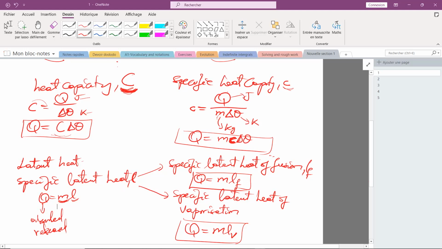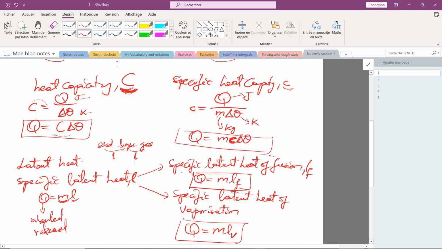Now, there are two types of specific latent heat. We have specific latent heat of fusion and specific latent heat of vaporization. Why are there only two types? Because we know that fundamentally there exist three states of matter: the solid state, the liquid state, and the gaseous state. If we talk of latent heat whenever we are changing states, it means that to go from solid to liquid, there must be a latent heat here. To go from liquid to gaseous state, there must be a certain latent heat here.